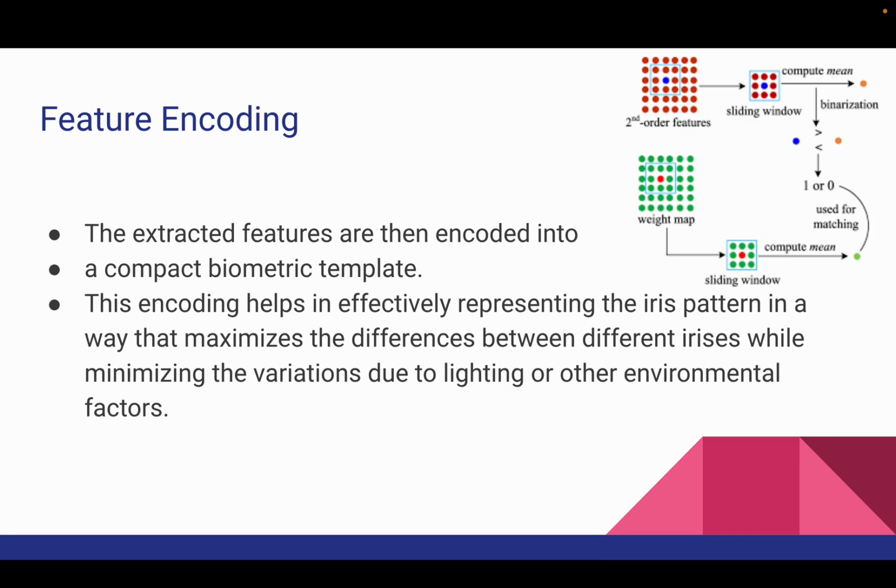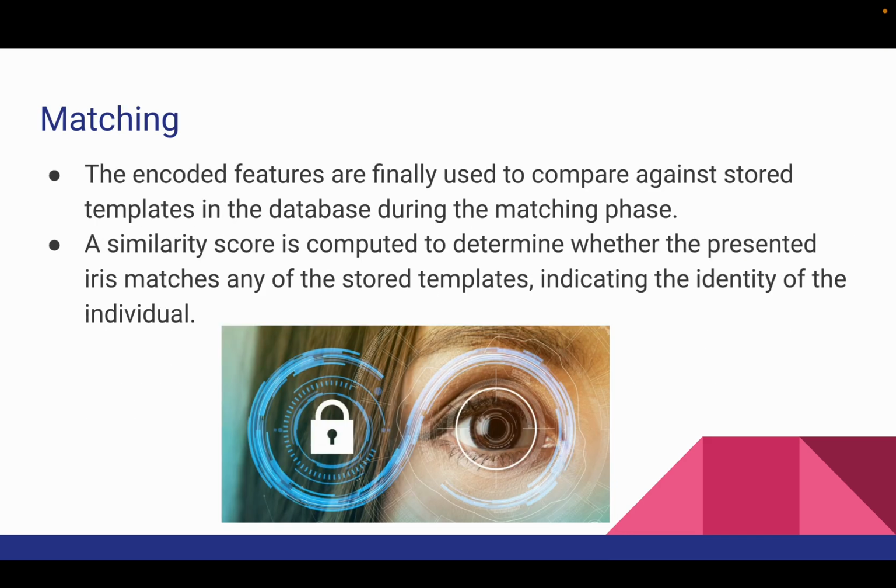Feature encoding. The extracted features are then encoded into compact biometric templates. We can make every pixel become 1 or 0, which can represent different irises as an image, to minimize the variation due to lighting or environmental factors.